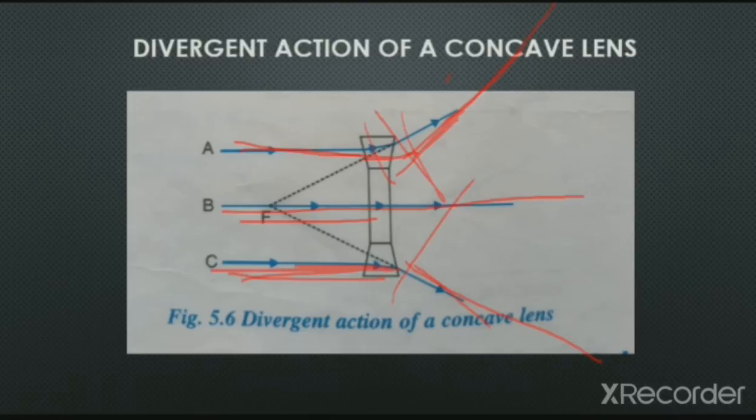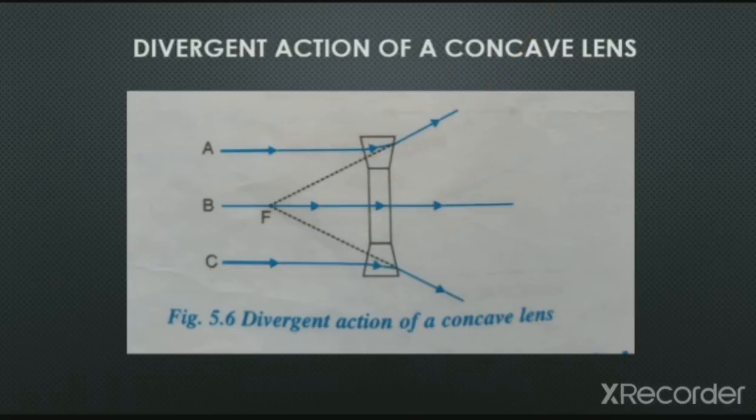In this case they will not actually meet at any point, because they are diverging, so all three rays of light are not meeting at any point. But if we extend the rays of light in the backward direction, they will appear to meet at this point. So this F is known as the focal point, or focus, for a concave lens. Since the rays of light after refraction appear to meet at the point F, that focus is your virtual focus.